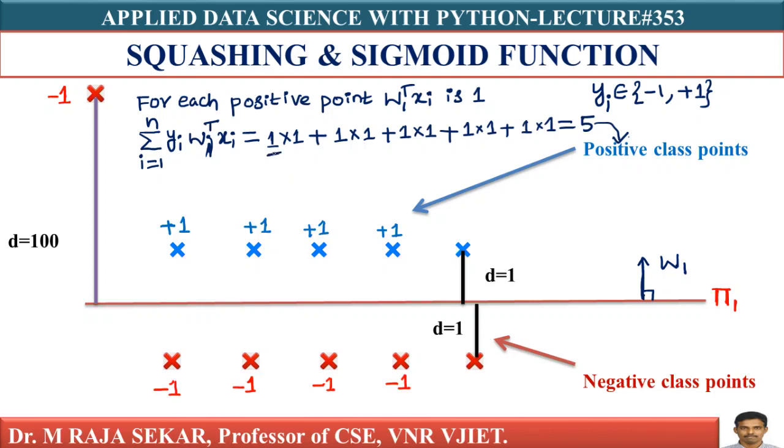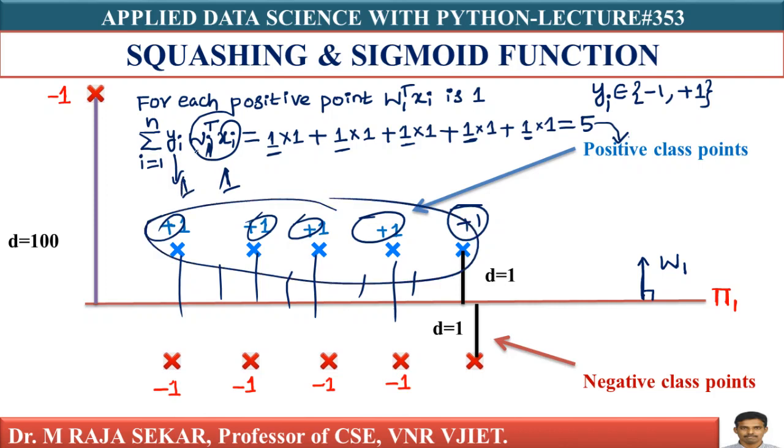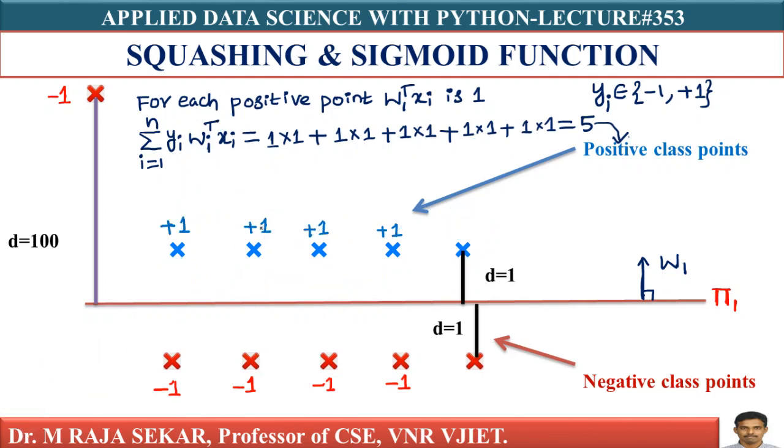Therefore, this is the actual label. Actual label for all these 5 points is plus 1 as they are positive points. What are the distances? What is W1 transpose X1, W1 transpose X2? All these are 1. Distance is 1 for each positive point. Therefore, 1 into 1, 1 into 1. How many points are there? There are 5 points. You will get plus 5 for these positive points.